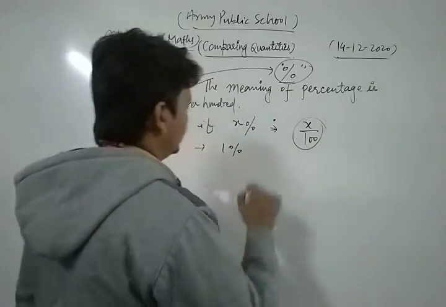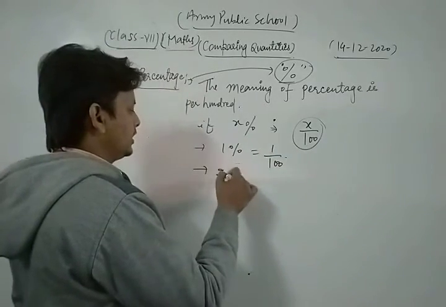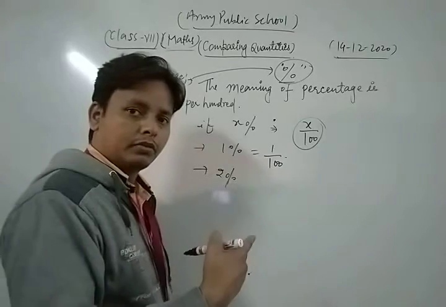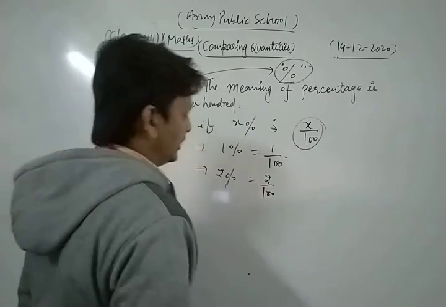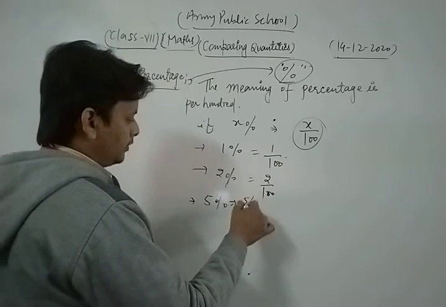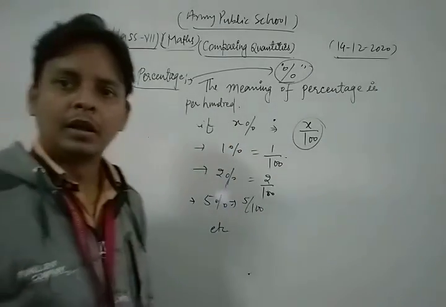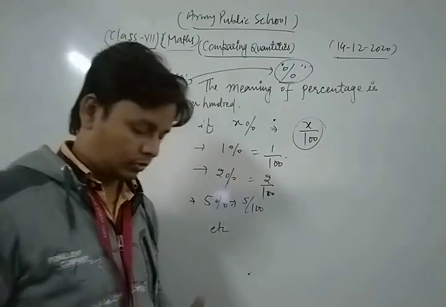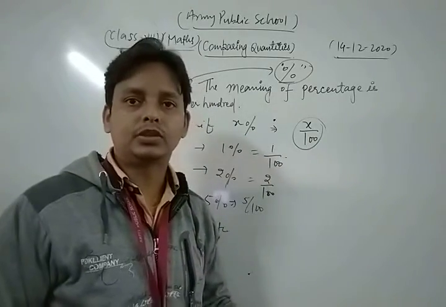Similarly, if we write 1%, then the meaning of 1% is 1 upon 100. If we write 2%, then the meaning of 2% is 2 by 100. If we write 5%, we write 5 by 100, etc. So this is the concept of percentage. Now we take some important questions of your NCERT exercise based on percentage.